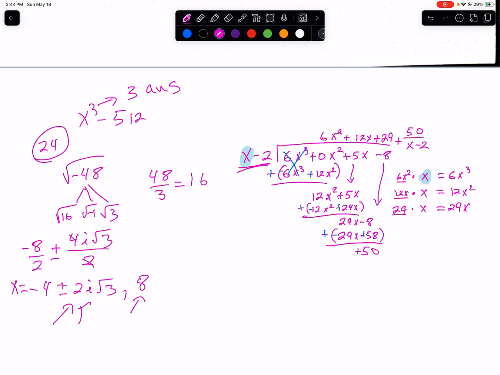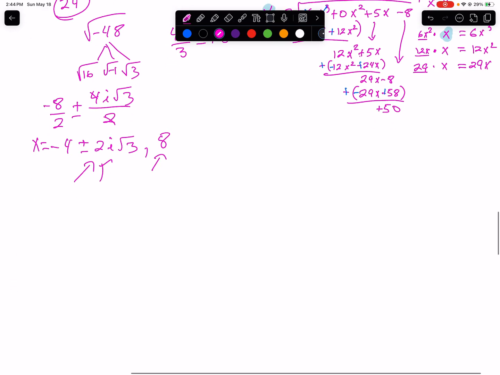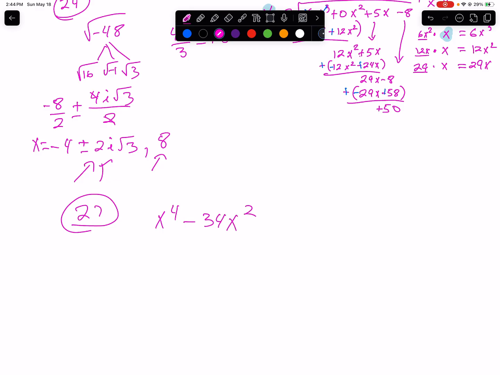No problem. All right, so these are tricky. Let's talk about that one, 27. So we have x to the fourth minus 34x squared minus 225.